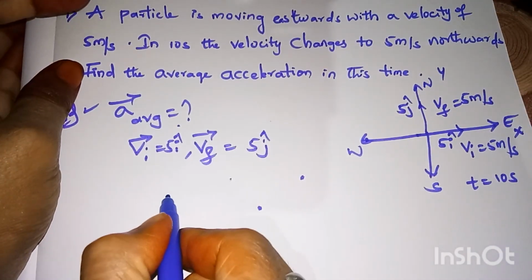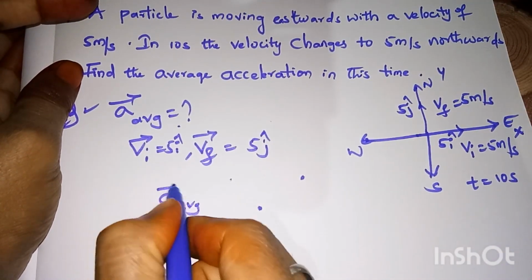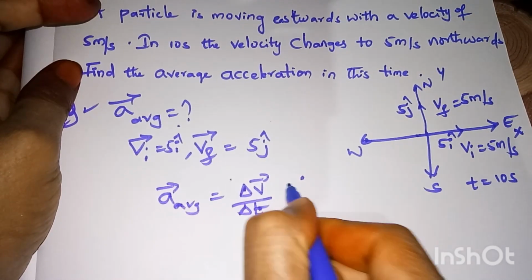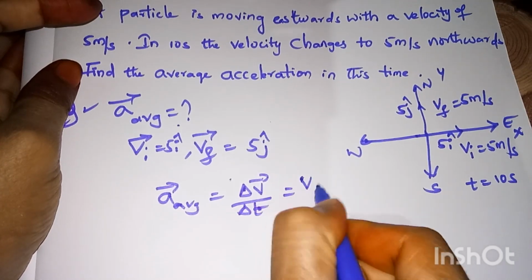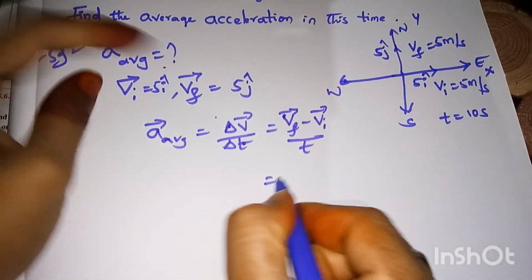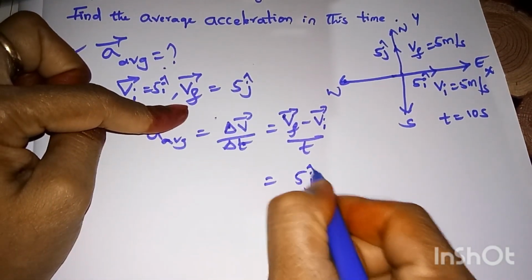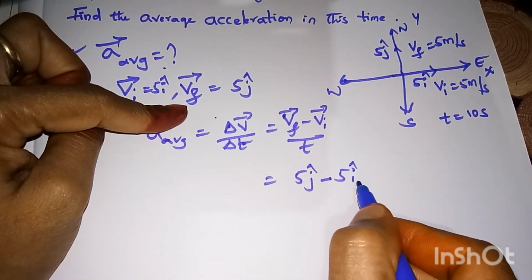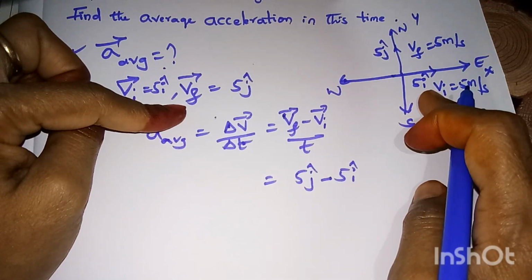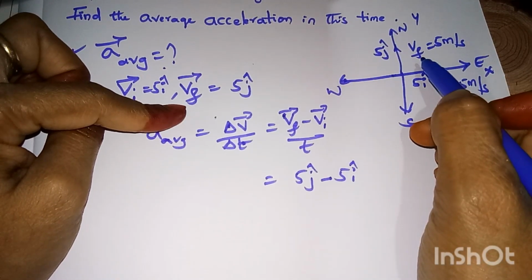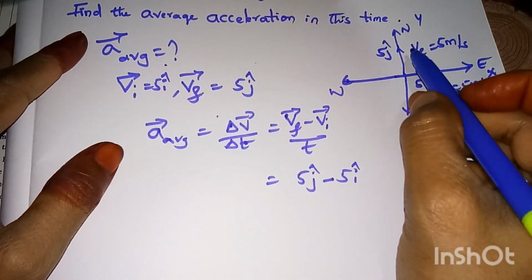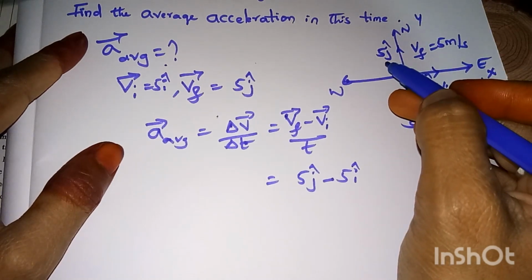We know the formula for average acceleration: delta V bar by delta t. Delta V bar means Vf bar minus Vi bar, by t. So 5 j cap minus 5 i cap. East direction represents the x-axis, so I am writing 5 i cap, that is Vi, and Vf after 10 seconds, the velocity changes to 5 meter per second in the north direction, which represents the y-axis, so I am writing 5 j cap.